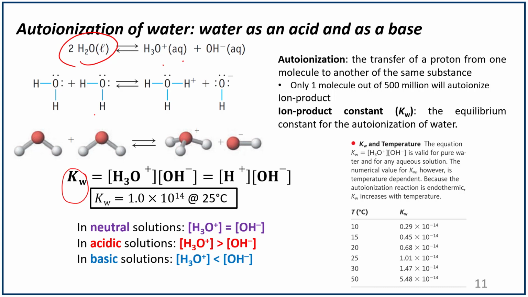And in a neutral solution, the concentration of hydronium and hydroxide are equal to each other. By the way, this expression can also be rewritten this way, because H plus and H3O plus are just the same species. If you have an acidic solution, then the concentration of protons is much greater than the concentration of hydroxide. Self-explanatory. And in a basic solution, you have a greater concentration of hydroxide over hydronium.